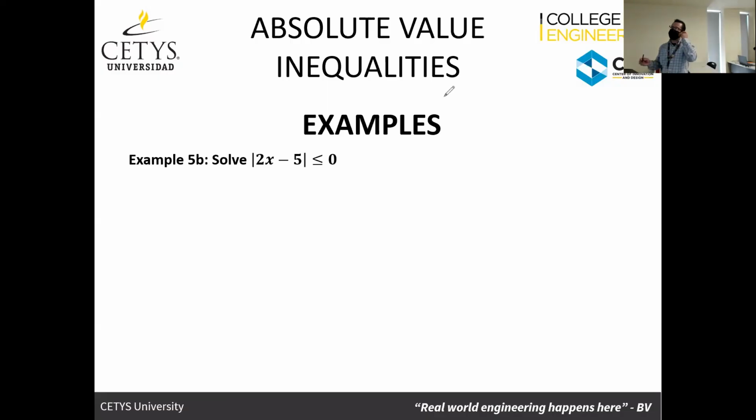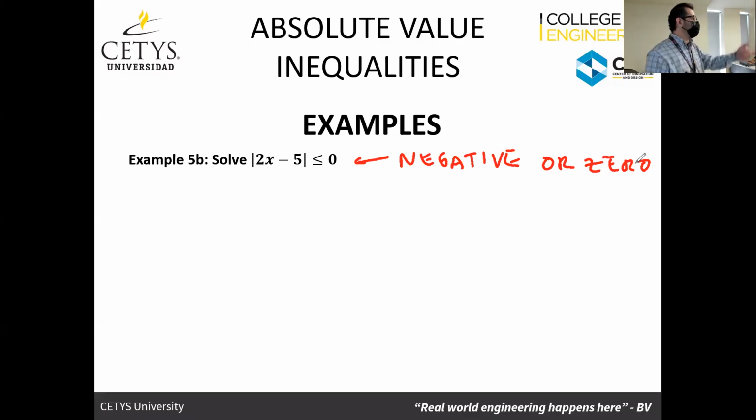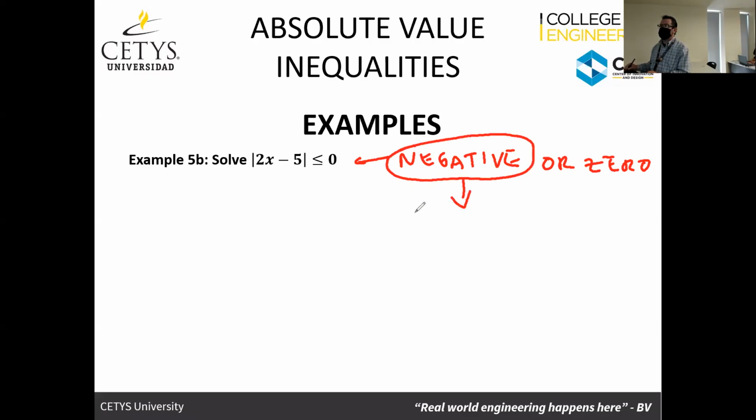So we're saying that 2x minus 5 is going to be less than or equal to 0. This means that this expression is going to be negative or 0. If it's an absolute value, can it be negative? No, it can't be negative. Again, it's impossible. This is impossible.